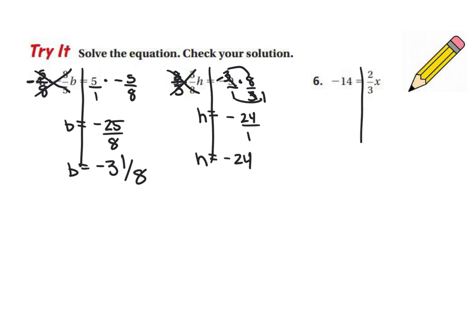And for 6, we'll multiply by 3/2. Multiplying by the reciprocal allows us to cancel because 3 over 3 is 1, and 2 over 2 is 1, so that leaves us with x. On the other side, we'll multiply by 3/2. Negative 14 is negative 14 over 1. And we can cross simplify. 2 goes into 2 once, and 2 goes into 14 7 times. So now we have 3 times negative 7 is negative 21, and 1 over 1 is 1. So we get x equals negative 21.